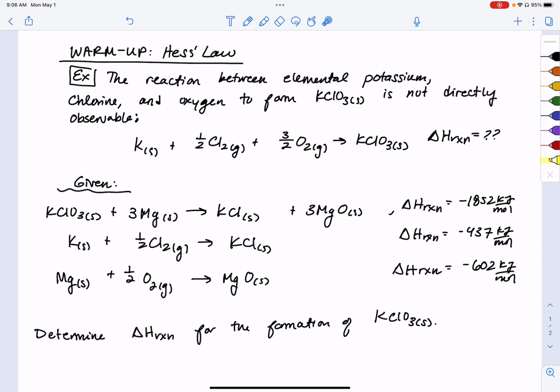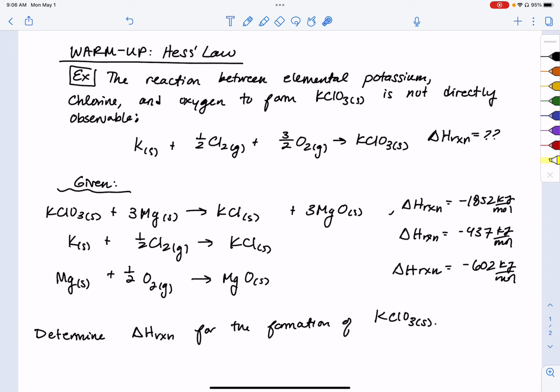So this problem says that the reaction between elemental potassium, elemental chlorine, and elemental oxygen to form potassium chlorate is not directly observable, and that is true. In order for us to form KClO3, we have to go through a bunch of different indirect means in order to see this solid be formed in the lab. So its direct formation from its elemental constituents is actually not something that we can witness. However, that doesn't mean that we're not interested in what's going on with this reaction thermodynamically or thermochemically.